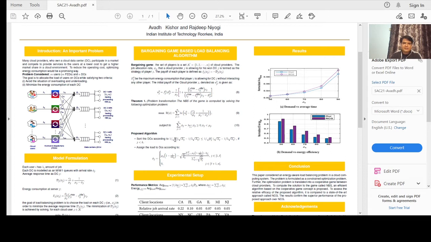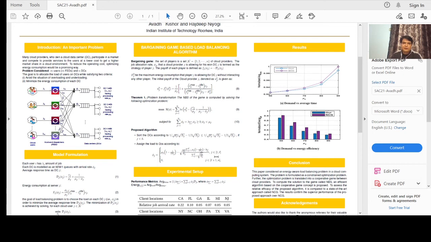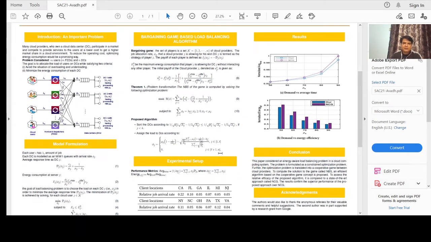In this algorithm, we sort each DC according to these values, and after sorting them, we assign the load of each DC according to this formula, that is phi j equal to mu j upon 1 minus 2 delta j minus square root of mu j upon delta j, sum from j to L of mu j, and so on, minus sigma sum. Sigma sum is the total amount of job arriving on the system, and in this way we can compute the amount of job assigned to a particular DC.